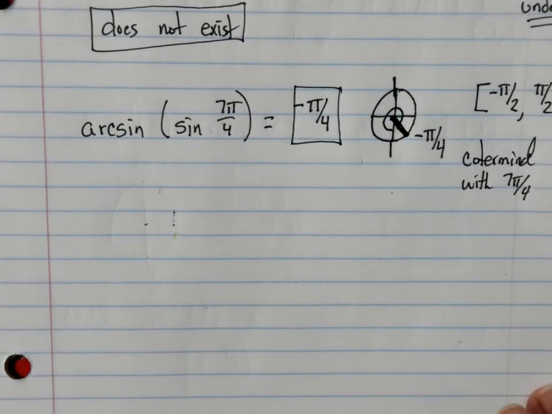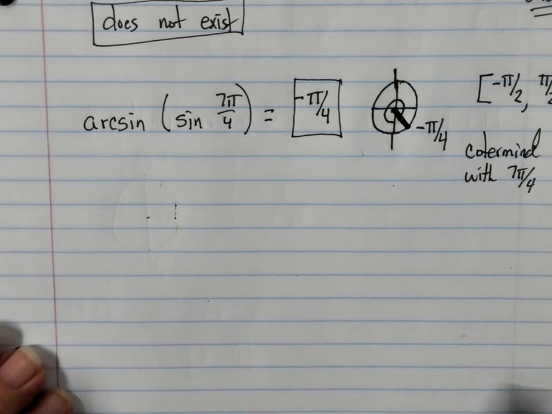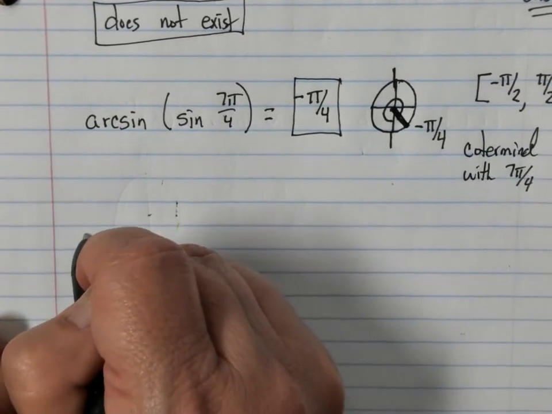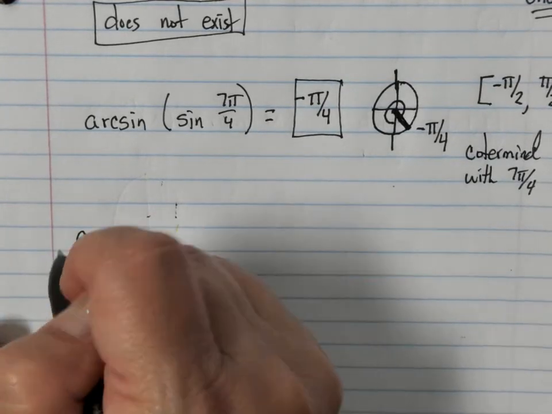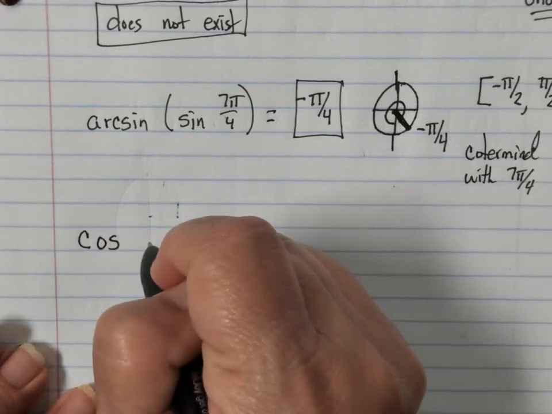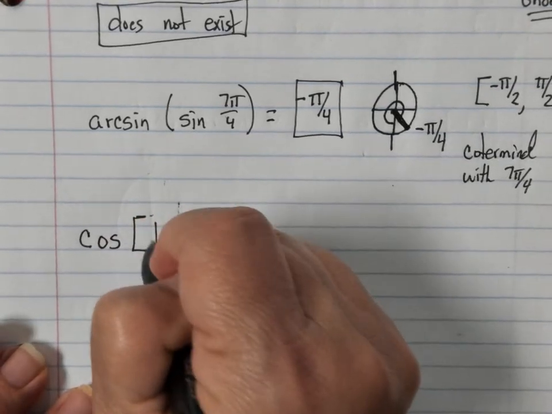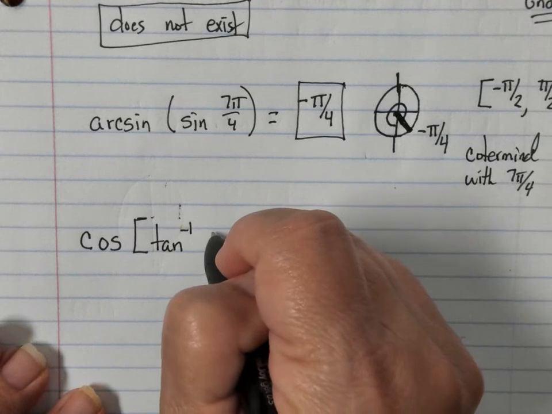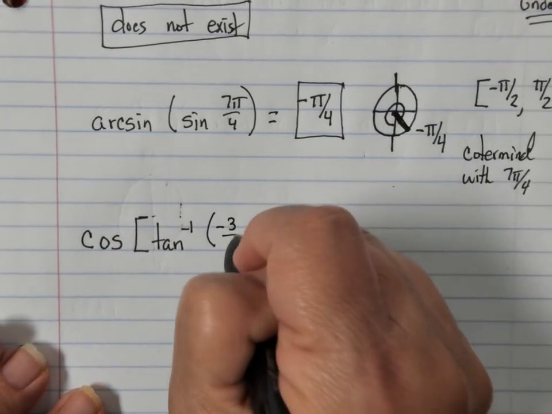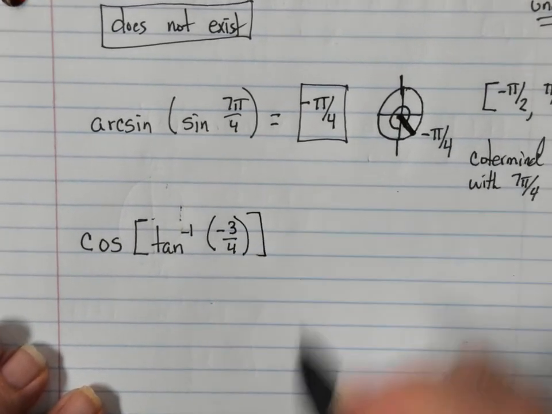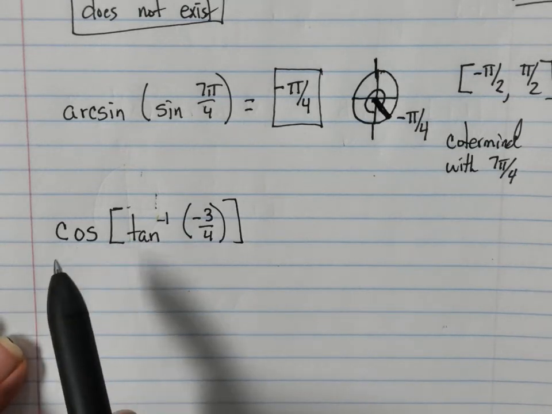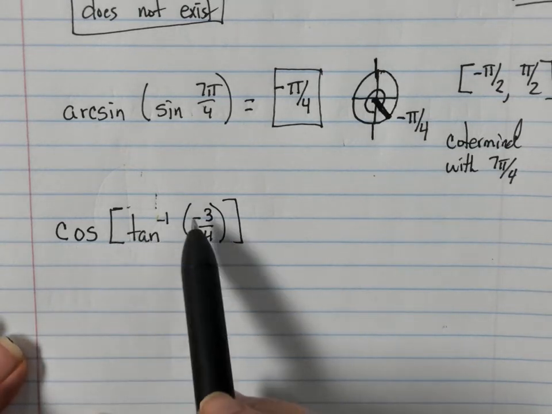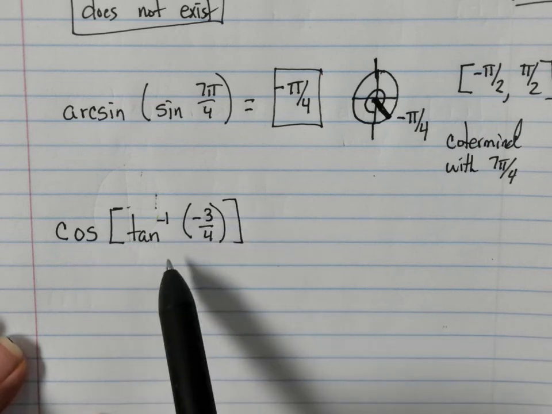Alright, last example. You might think, oh, now we're getting really tricky. But it's just a matter of taking all the things we've learned and putting them together. Right now, we want to find the cosine of the inverse tangent of negative 3/4. So I want to take the cosine of the angle whose tangent is negative 3/4.